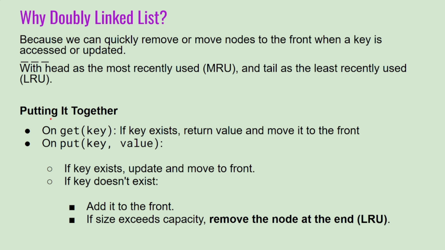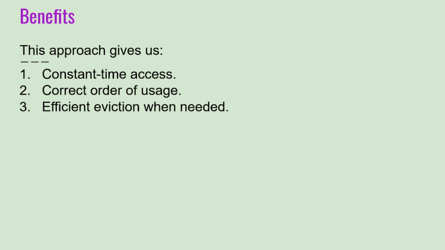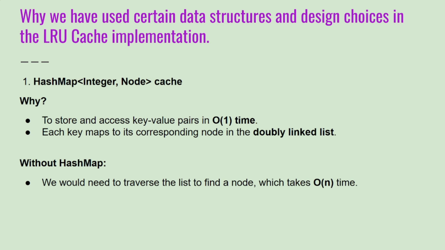So what I'm saying is, we have to take O(1) time for this get and put method. Let's go further. What is the benefit? It will take constant time access, the correct order will be there, and it is efficient in deleting whenever needed. We have already talked about the HashMap, which takes integer and node, and this will be the cache.